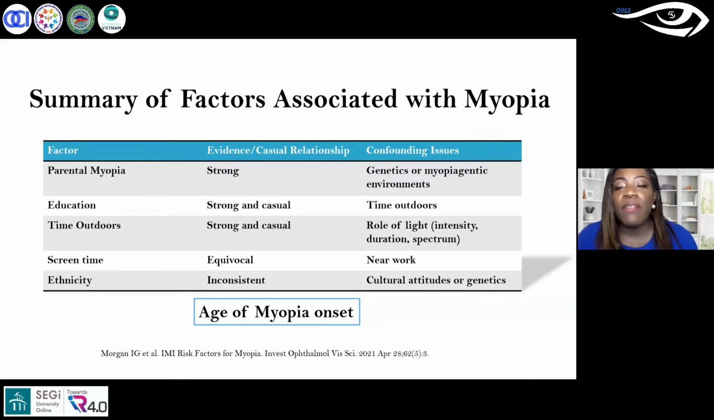So here's a summary of the factors that are associated with myopia. And as you guys were correct, parental myopia is important and it is strong.